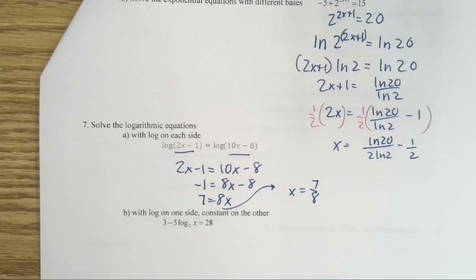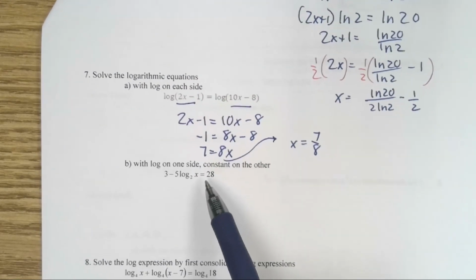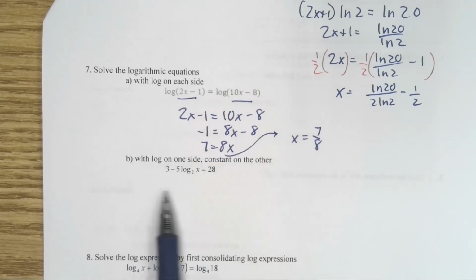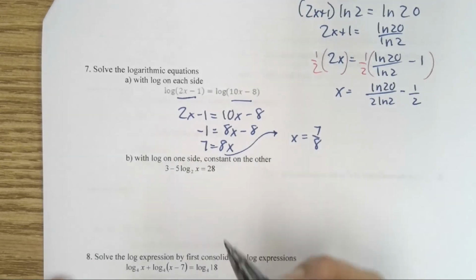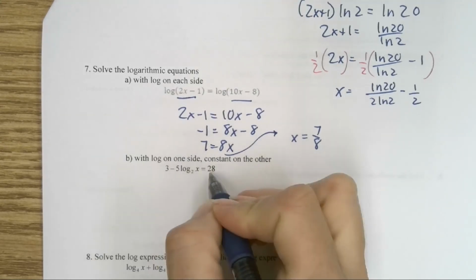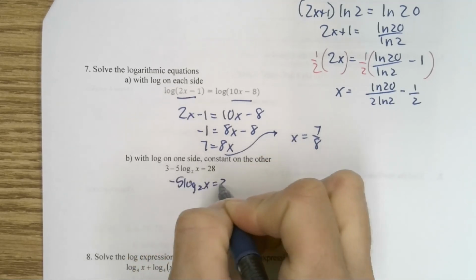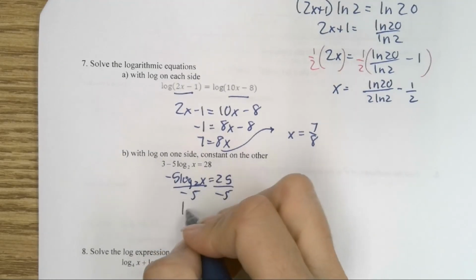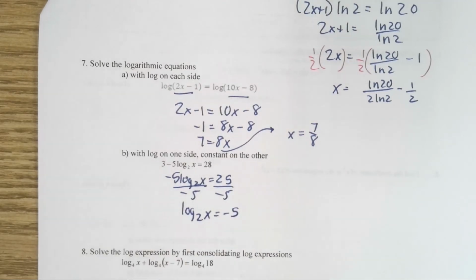Okay, so let's take a look at the next problem. Now, I don't see a log on each side. So when I have an equation with lots of terms, I'm going to get the log expression by itself first. So I'm going to subtract 3 from both sides. And then I'm going to divide both sides by -5. So I have log base 2 of x equals -5. And at this point, you're solving a log equation.